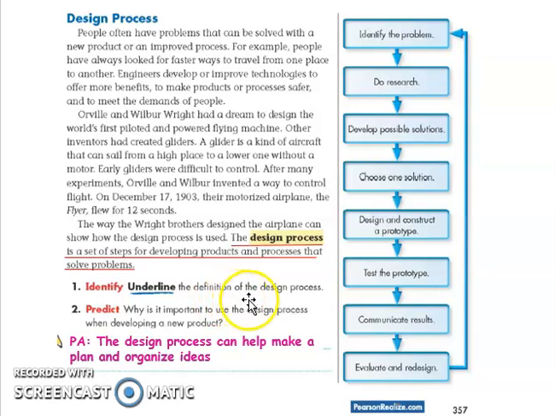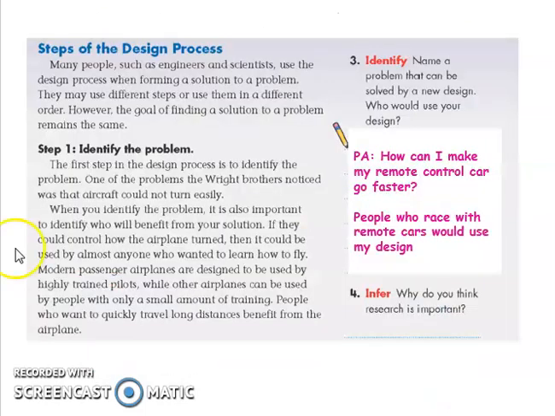Identify and underline the definition of design process. So this is the definition or meaning of design process. Number 2, let's predict. Why is it important to use the design process when developing a new product? It is very important. Why? The design process can help make a plan, and it is an organized way to build a new product. Imagine this one, it's very clear. You know what will be the first, what will be the next, until the last. And then the arrows show here the step-by-step process. Okay, so let's proceed to the next slide.